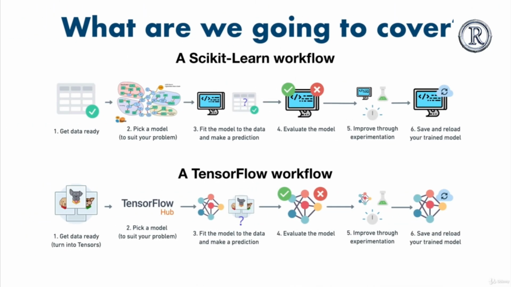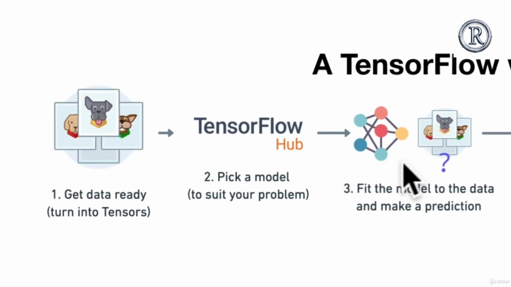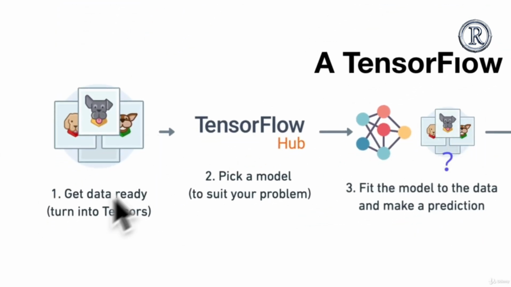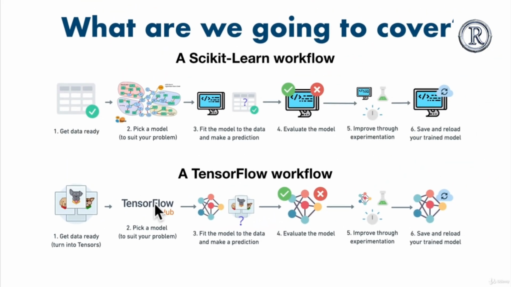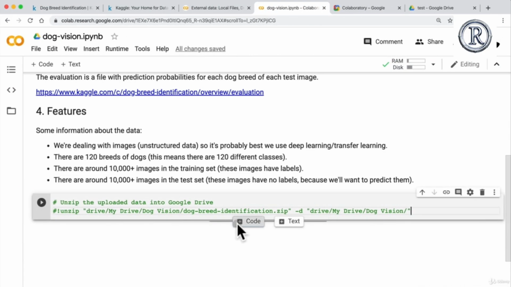We come back to our keynote. This is our workflow. We're working with unstructured data. So get our data ready. We've got it uploaded into Google Drive, correct. Get it into Tensors. We're going to use TensorFlow for that, and TensorFlow Hub. So that's what we might as well try and do. We might as well try and import TensorFlow and TensorFlow Hub. How might we do that?